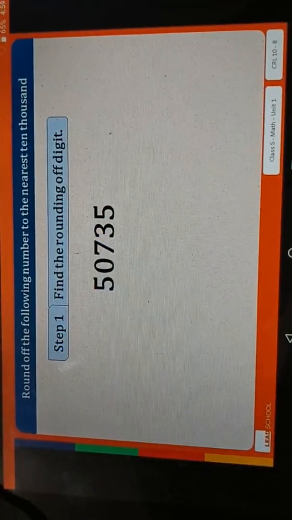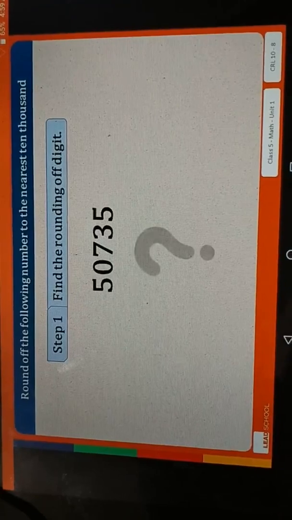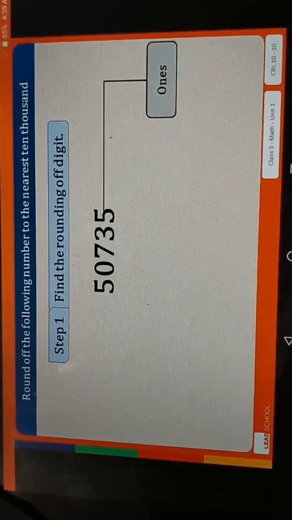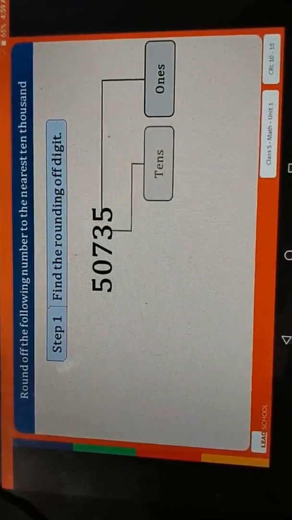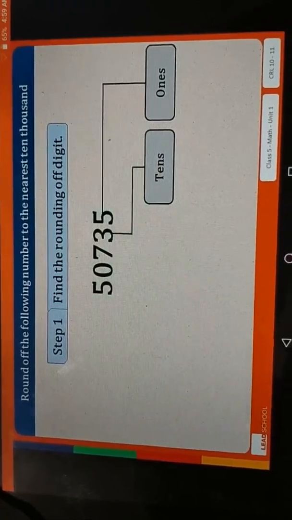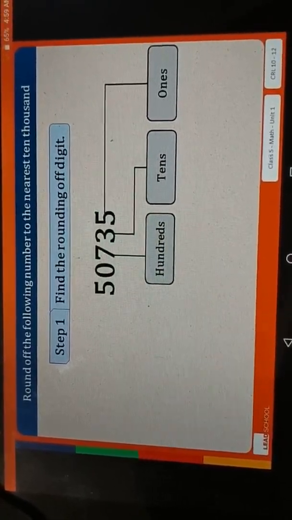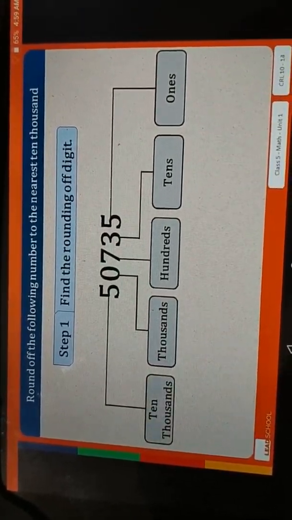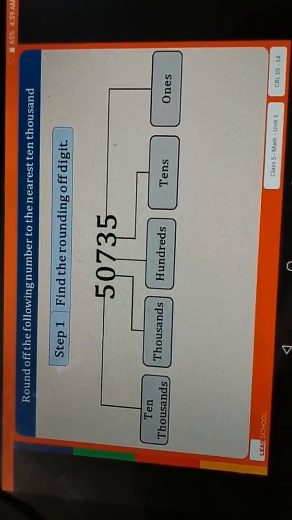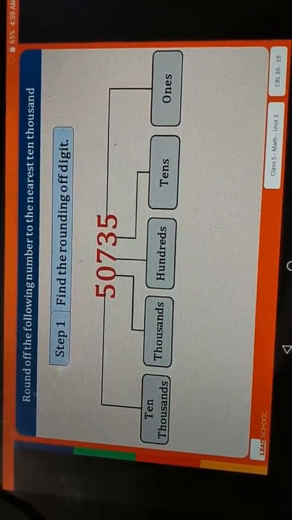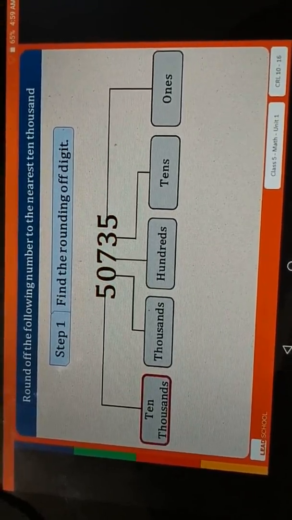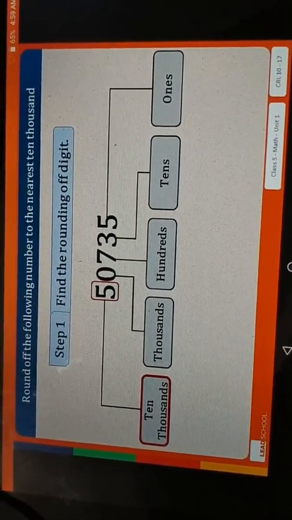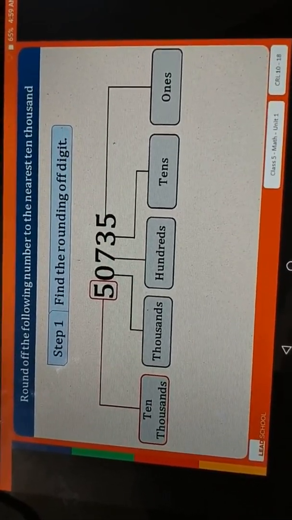Our first step is to find the rounding off digit. Can you tell which one is the rounding off digit? 5 is in the ones place. 3 is in the tens place. 7 is in the hundreds place. 0 is in the thousands place. And 5 is in the 10,000s place. And we are rounding off the number to the nearest 10,000. So, 5 is the rounding off digit because 5 is in the 10,000s place.